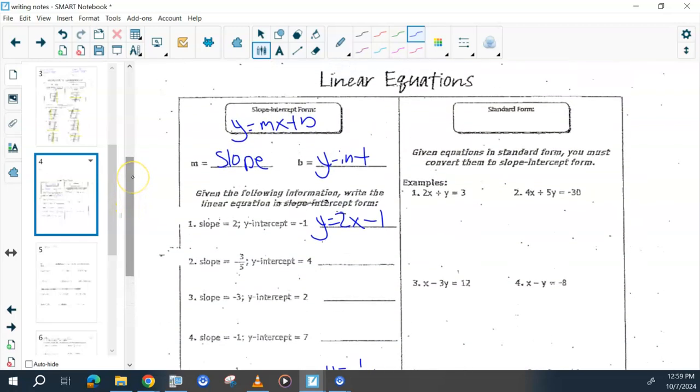Okay. Now, the right side, we're going to use our standard form, which is ax plus by equals c. We've used this to find our intercepts before. But now we're going to use it to take our equation from standard form into slope-intercept form.